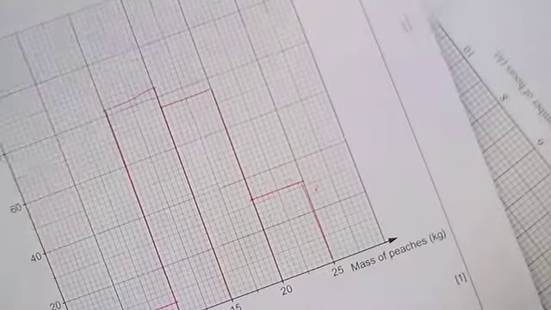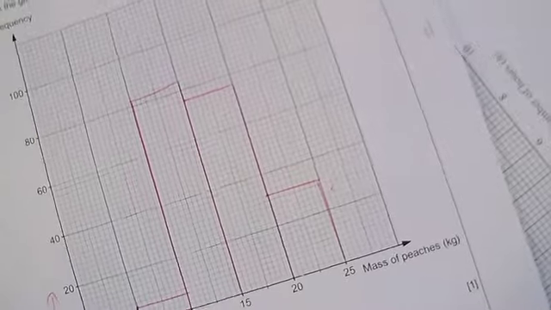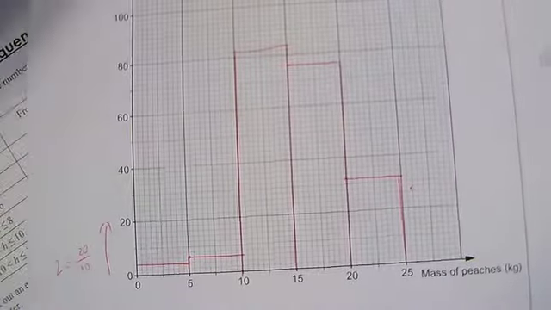Okay, if it had been a frequency polygon, what would I have had to have drawn? Line graph, midpoints, good. Okay, so you just need to have those two definitions in your head.